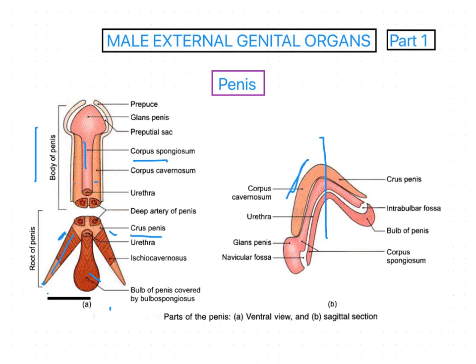Its posterior end is pointed. Here you can see this posterior end is pointed and it is attached to the bone in front of the ischial tuberosity. Only these pointed ends are attached to the bone in front of the ischial tuberosity, and the remaining crus is firmly attached to the margins of the pubic arch. It is also covered by a perineal muscle called ischiocavernosus.